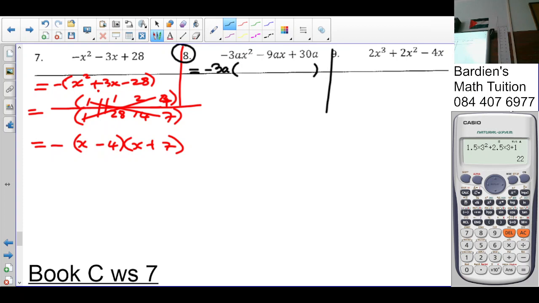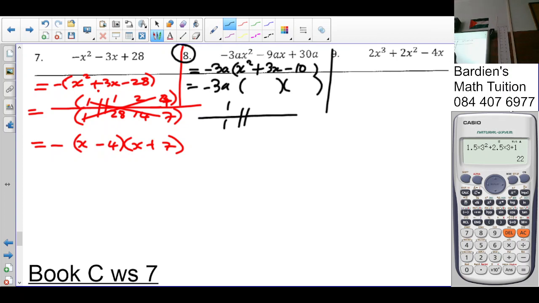Now what? Can you get x squared plus 3x minus 3? Is that the perfect square trinomial? No. So it will be negative 3a. What goes on the line?